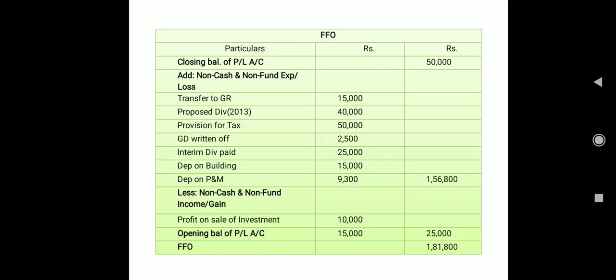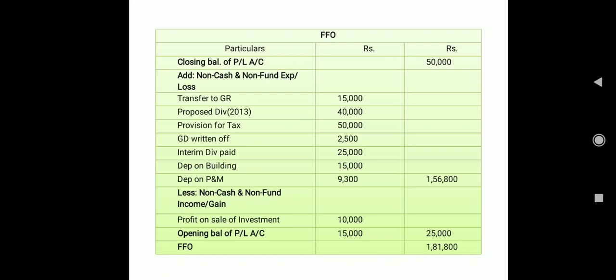Next we need to prepare the second step, that is fund from operation. We have to calculate fund from operation. Okay, so here I have made a little bit of changes. Okay, small changes, nothing that matters at all. First we are going to take the closing balance of the profit and loss account. So how much closing balance of profit and loss account do we have? Closing balance we have 50,000. Okay, in 2013 the balance is 50,000.